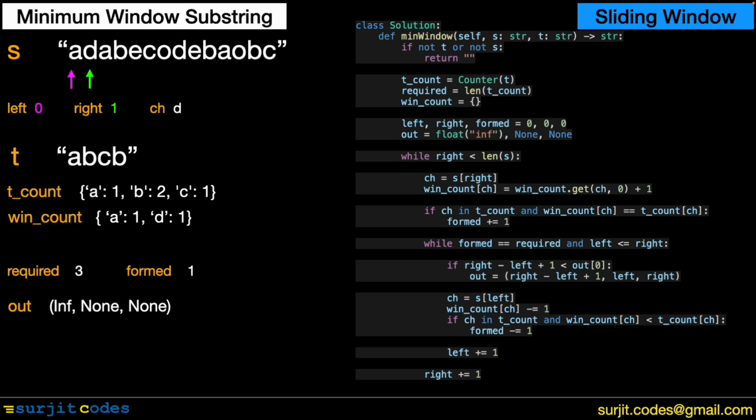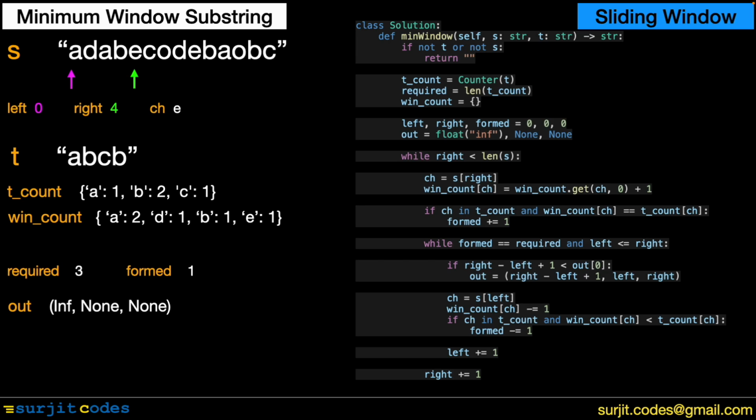The character at right is D, which is added to the winCount dictionary. D is not present in tcount, so formed is unchanged and the inner while loop is skipped again. Right becomes 2, the character at 2 is A, so the count of A in winCount is increased to 2. A is present in tcount, but its counts are different, so formed is not changed. Formed is also not equal to required, so the while loop is skipped. Right becomes 3. The character there is B, which is added to winCount. B is present in T, but its counts are different, so formed is unchanged.